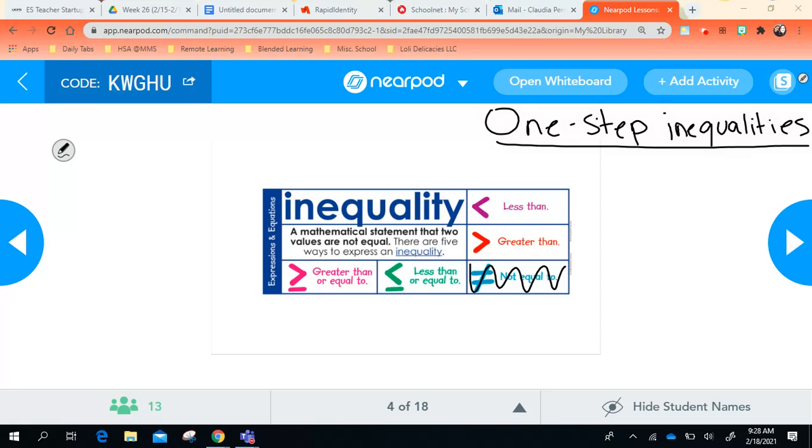So usually when I read an inequality, I'll read it from left to right. And how I like to read it is when the mouth is open. So if I'm reading it from left to right, when it's open, I'm going to say greater than. If it's closed on that side, then I would say less than.